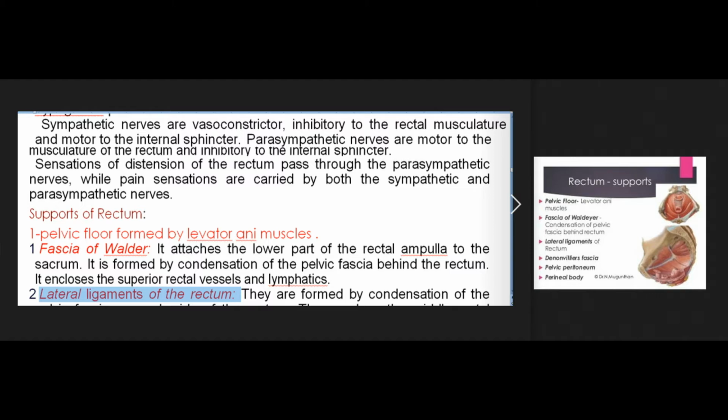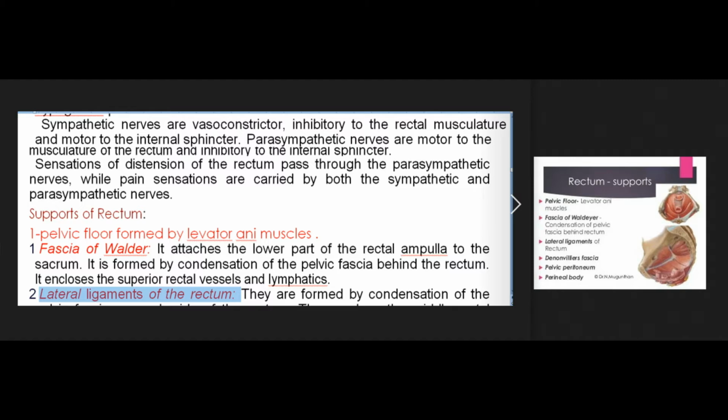Supports of rectum. 1. Pelvic floor formed by levator ani muscles. 2. Fascia of Waldeyer. It attaches the lower part of the rectal ampulla to the sacrum. It is formed by condensation of the pelvic fascia behind the rectum. It encloses the superior rectal vessels and lymphatics.